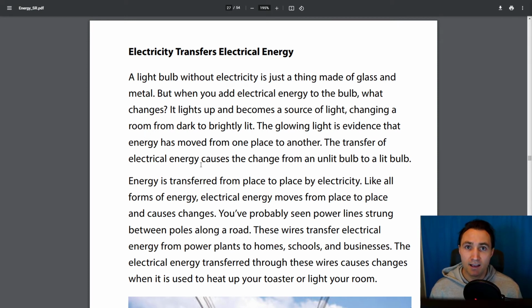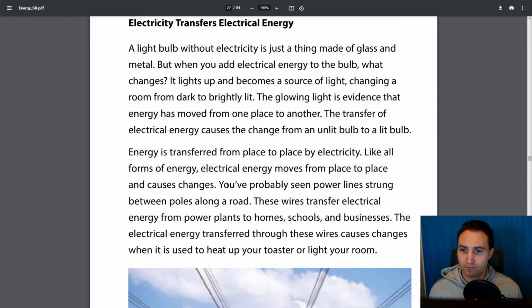So we can see and have evidence that energy is transferring from one object to another, that electricity, to the light bulb, to turn on and light the room. And then the light is transferring energy and bringing light to a dark room.